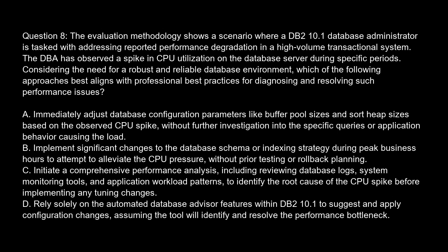Option C. Initiate a comprehensive performance analysis, including reviewing database logs, system monitoring tools, and application workload patterns, to identify the root cause of the CPU spike before implementing any tuning changes. Option D. Rely solely on the automated database advisor features within DB2 to suggest and apply configuration changes, assuming the tool will identify and resolve the performance bottleneck.